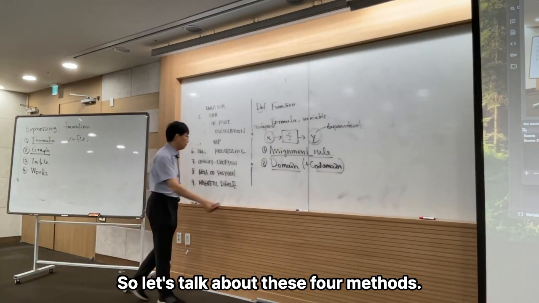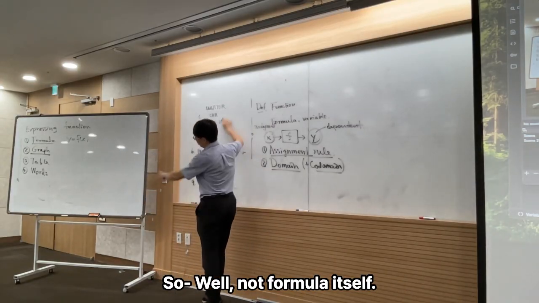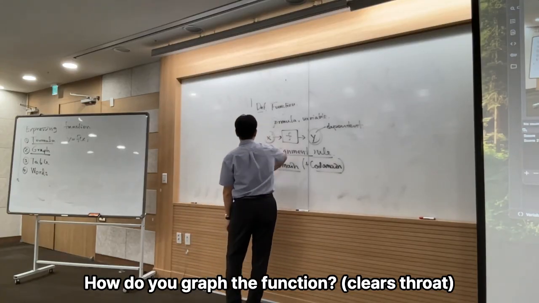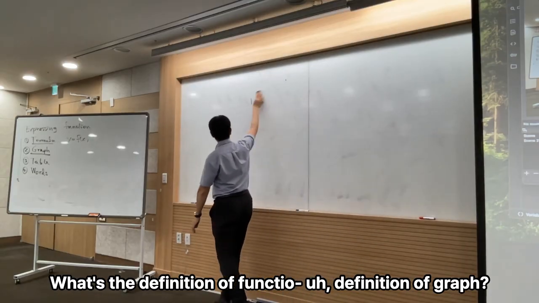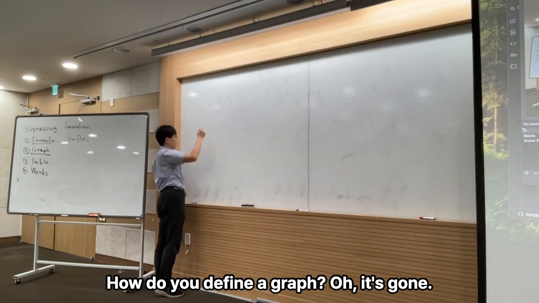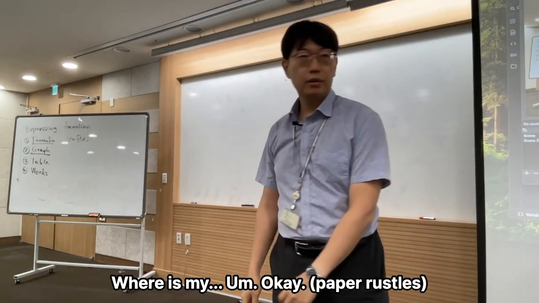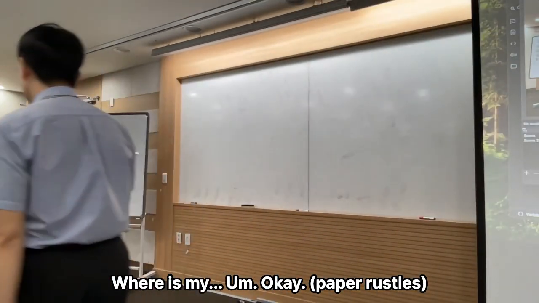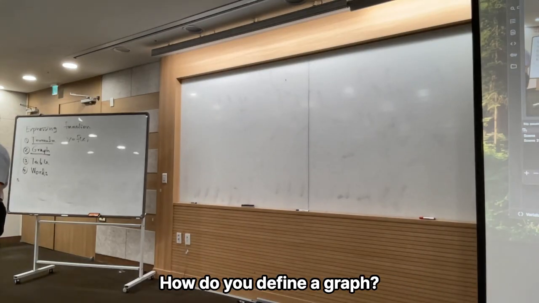So let's talk about these four methods. Not the formula itself, let's talk about the graphs. How do you graph the function? What's the definition of a graph? How do you define a graph? Oh, it's gone. Where is my... Okay. How do you define a graph?